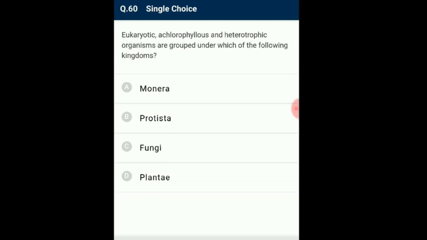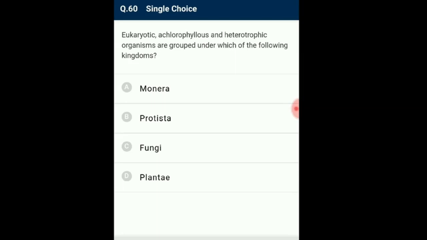Question number 60. Eukaryotic, achlorophyllous and heterotrophic organisms are grouped under which of the following kingdoms? Fungi form a unique group of heterotrophic organisms showing wide diversity. These organisms have a cell wall which is made up of chitin, unlike cellulose seen in plants.